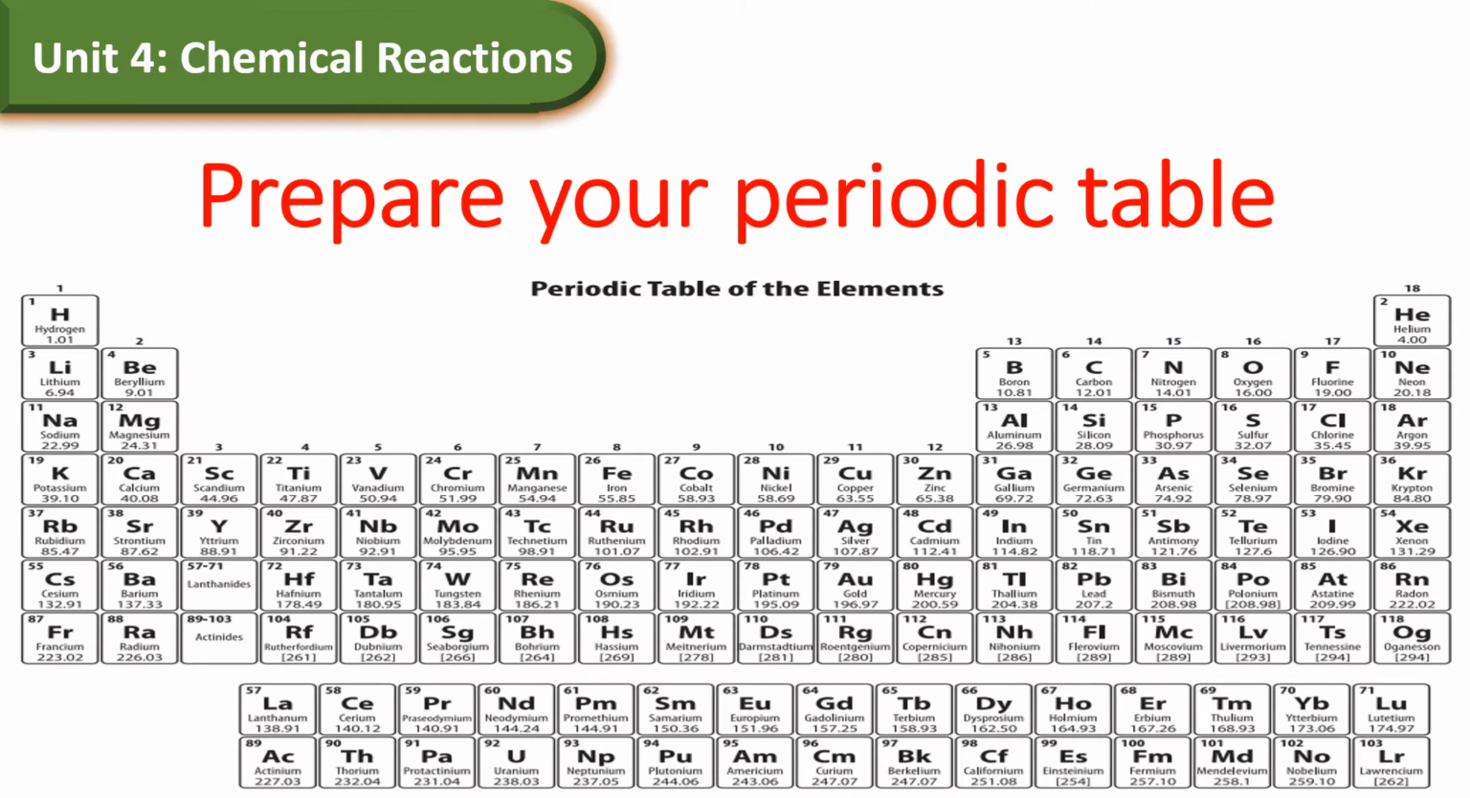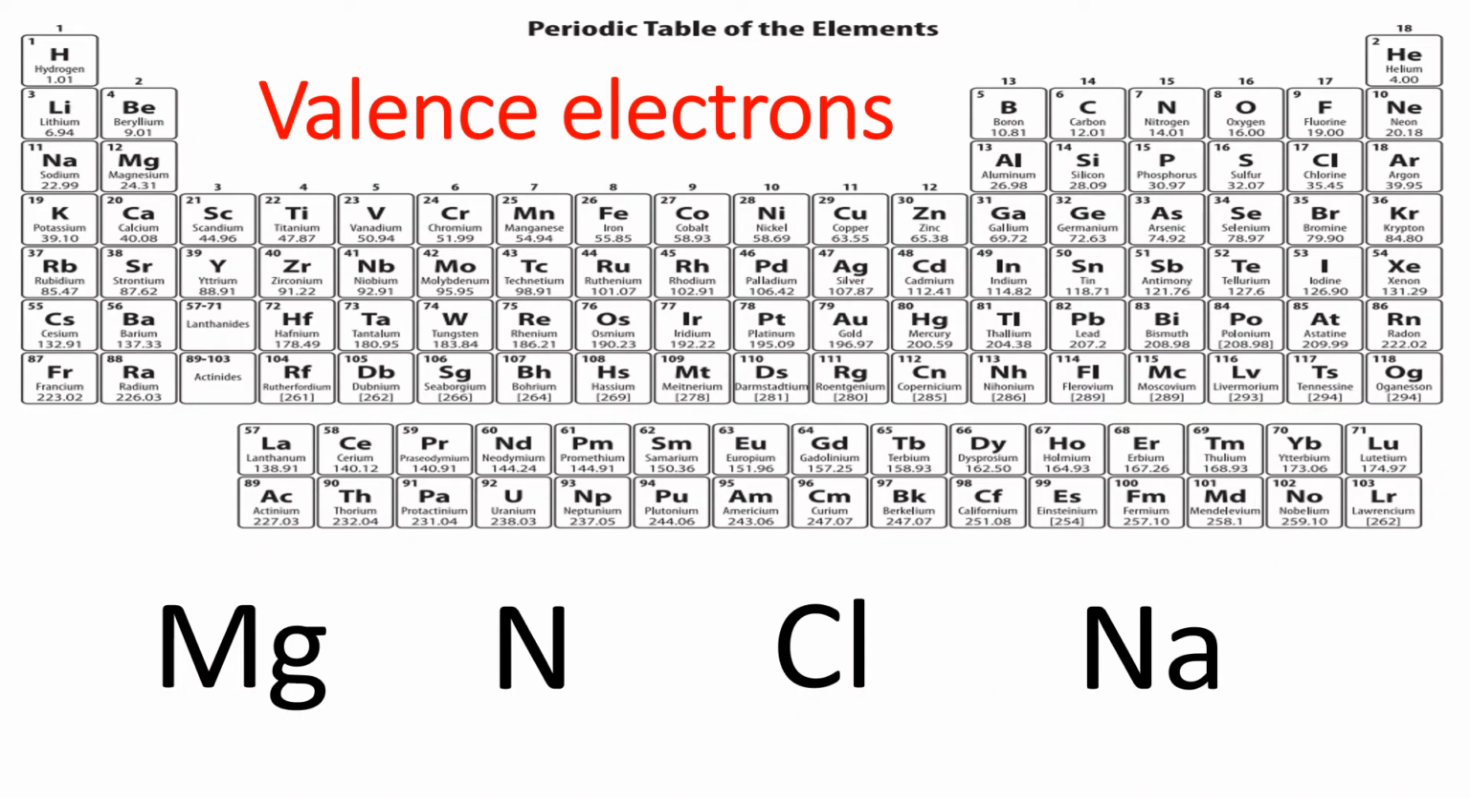So once again, before we start, I want you to get your periodic table and a pencil or a pen. On our previous video, we've learned about valence electrons, and these valence electrons can be written in your Lewis dot diagram. So I want you to pause the video and write the Lewis dot diagram for these elements: magnesium, nitrogen, chlorine, and sodium.